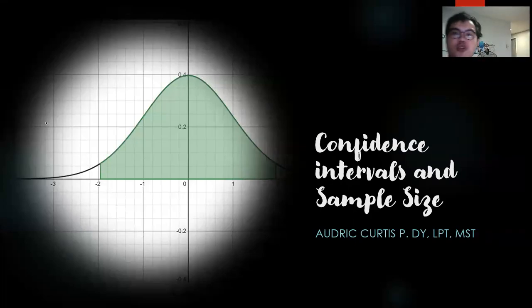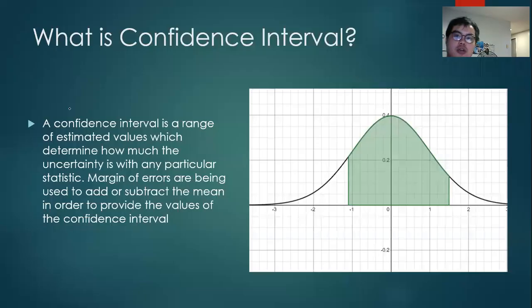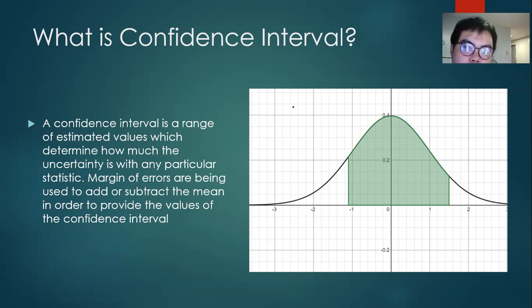Our topic for today is confidence intervals and the sample size. So what is an interval of confidence? A confidence interval is a range of estimated values which determine how much the uncertainty is with any particular statistic. Margins of error are used to add to or subtract from the mean or the population proportion in order to provide the values of the confidence interval.